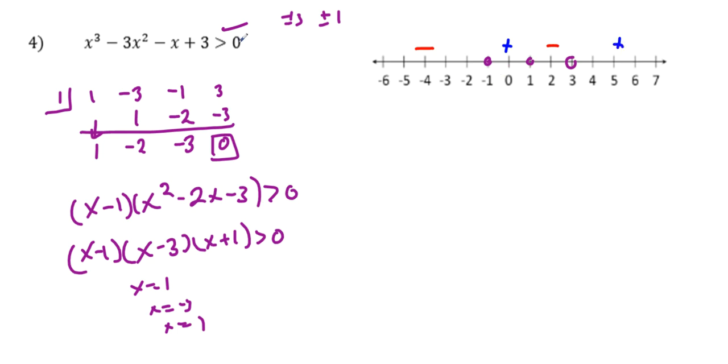So right here, since we're greater than, these are going to be my solutions. From here, to here, and from here onward. Those are going to be my solutions. So I'm going to go ahead and write it in interval notation. Negative 1 to 1, union 3 to infinity and beyond.